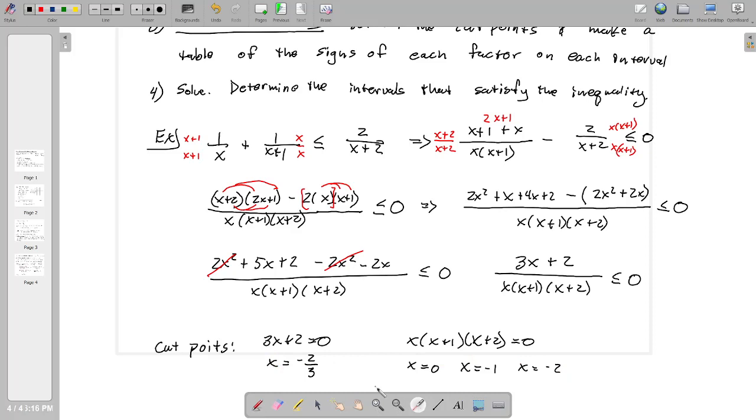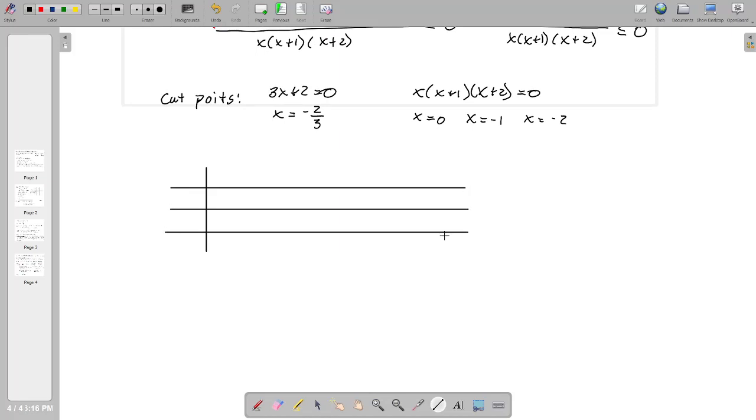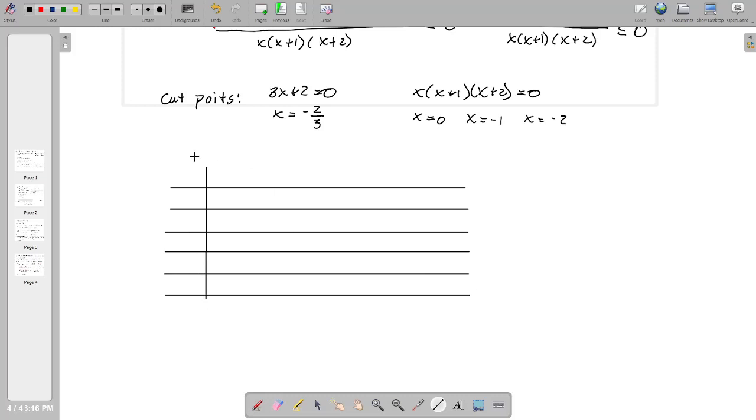So the next step in the solving process is to build a chart. And this we have done before, several times. So here's my number line, and we're going to plot each of these. We have negative 2, negative 1, negative 2/3, and 0. And no, they don't need to be evenly spaced out or spaced based on their respective values. I just need space to write the interval.